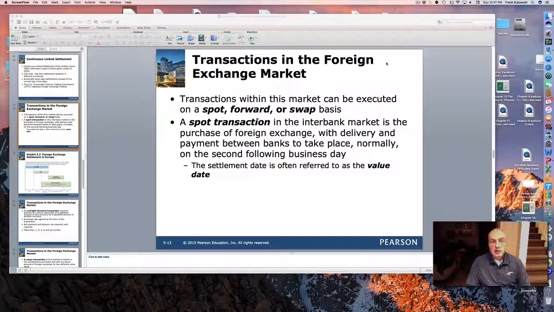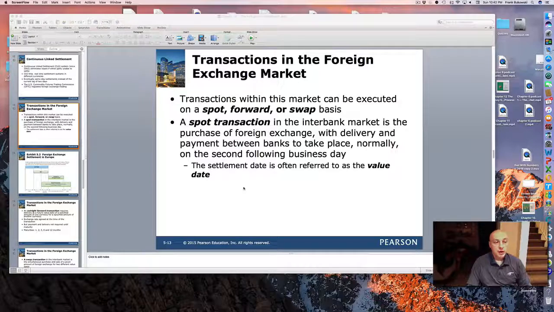So the most simple transaction is the spot transaction. And what happens is, in the interbank market, there is a purchase of foreign exchange, and the delivery and the payment of that foreign exchange will take place normally on the second following business day. So another way of saying that is that we enter into a transaction to buy or sell foreign currency today, and within 2 business days, on that second business day, we will take delivery and payment for that foreign exchange transaction. That's what we call the value date, the settlement date.